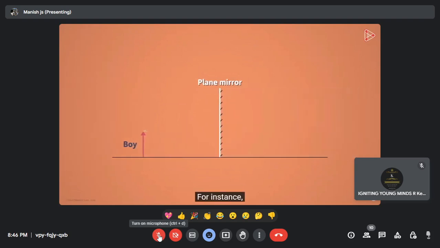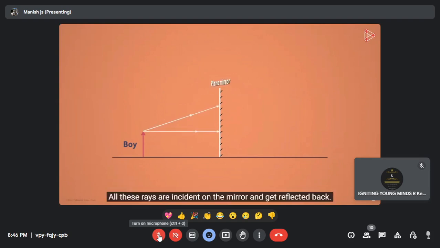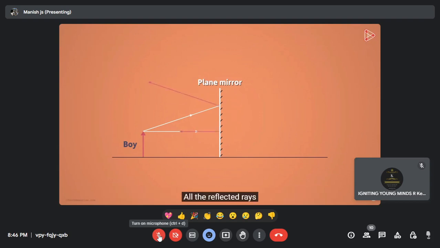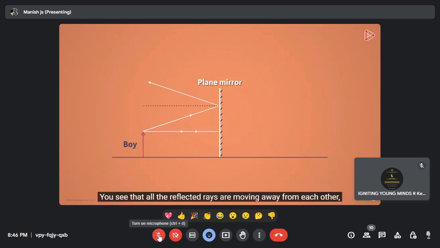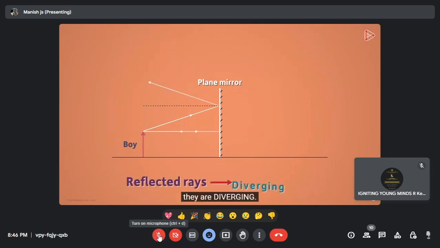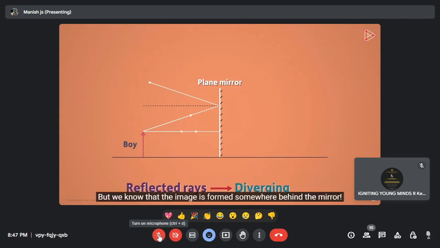For instance, consider a few light rays emerging from the top of the arrow. All these rays are incident on the mirror and get reflected back. Yes, all the reflected rays will follow the laws of reflection. You see that all the reflected rays are moving away from each other, that is, they are diverging. But we know that the image is formed somewhere behind the mirror.